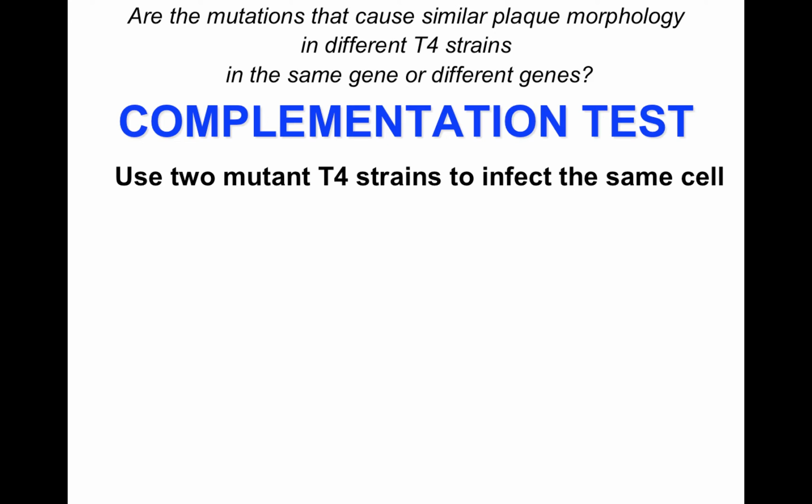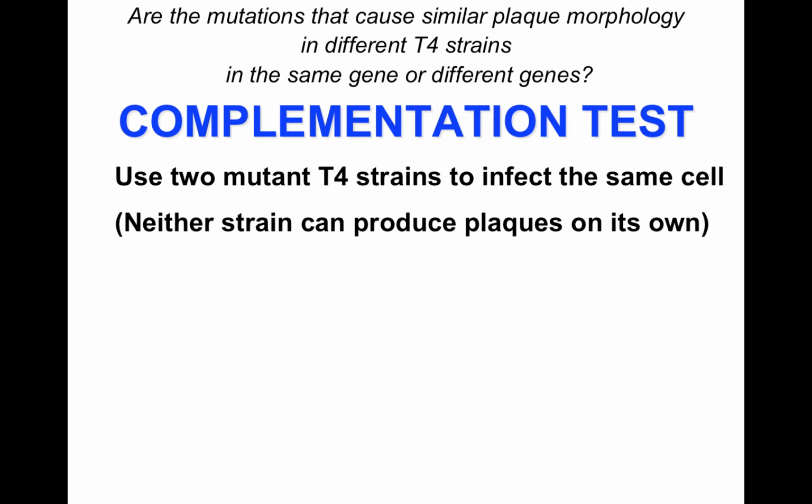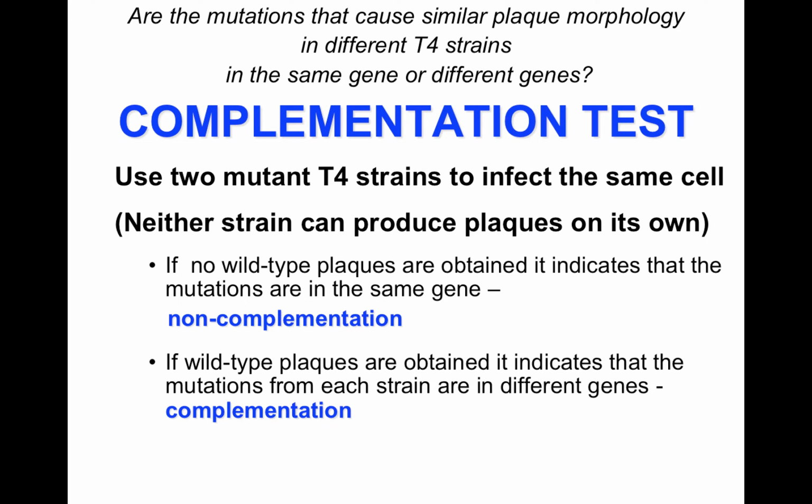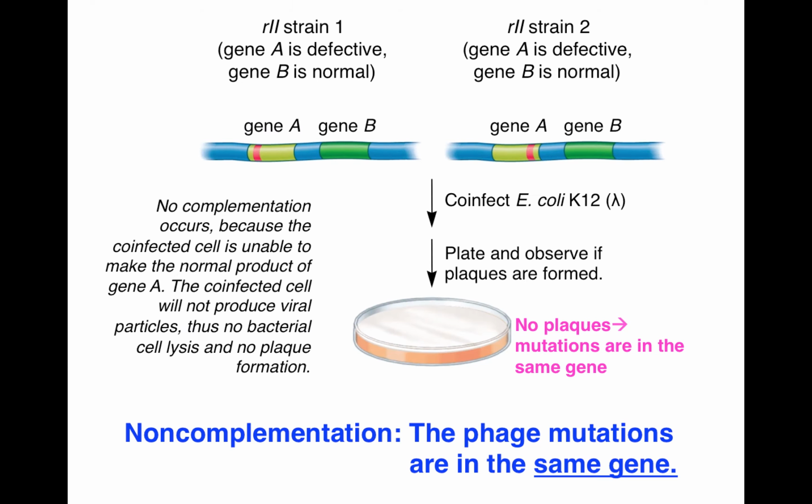You start out with two mutant T4 strains, and they infect the same cell. Neither strain can produce plaques on its own, in this case, when they're infecting this particular strain of E. coli. If no wild-type plaques appear, it indicates that the mutations are in the same gene. That's non-complementation. However, if you get wild-type plaques, that probably means that the two mutations are in different genes. That is the case of complementation. Let's look at an example with some diagrams of genes.